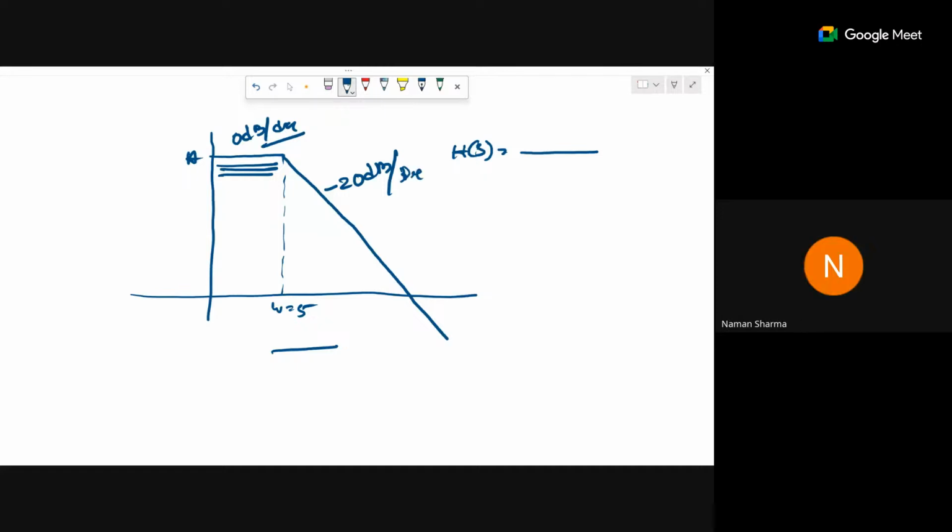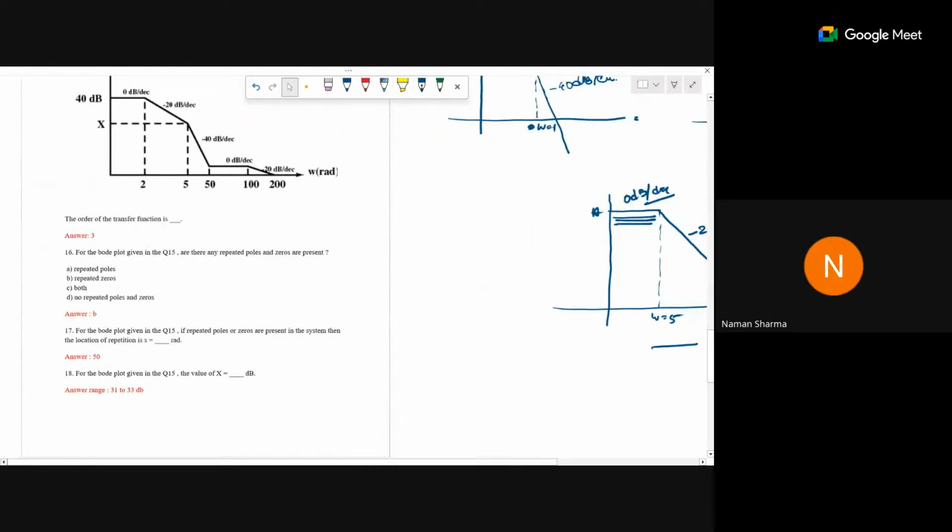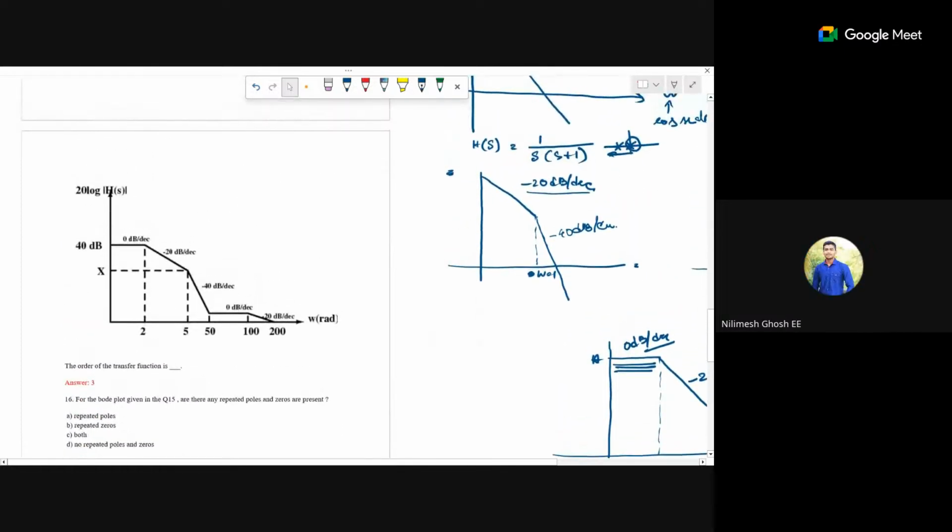1 by s plus 5. But there is a catch. There is a drawback here. We have to consider this A, because there is a DC gain. Okay, so you got the basic Bode plot, right? Now I will discuss this.